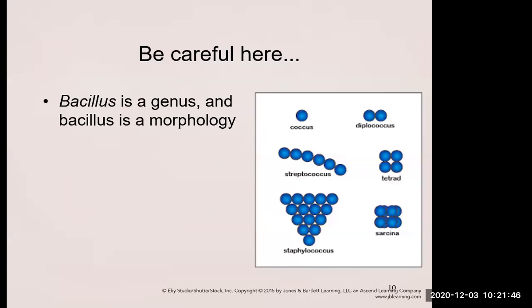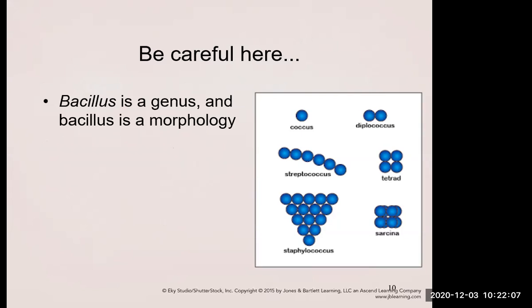Okay, the book doesn't include this 8-cell arrangement of cocci called a sarcina. I believe I'm pronouncing that correctly. It's like having 2 tetrads that are bound to one another. So you have a cube of circular cells now. Not the most important, but it's worth mentioning. Again, you might see it in lab.